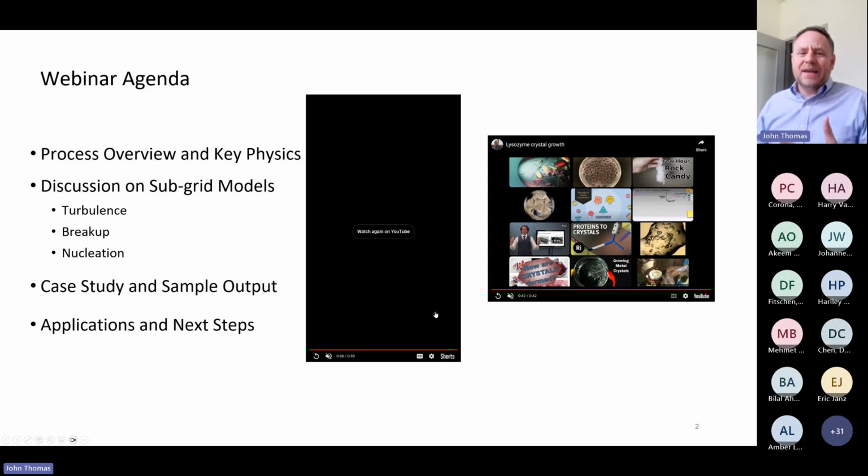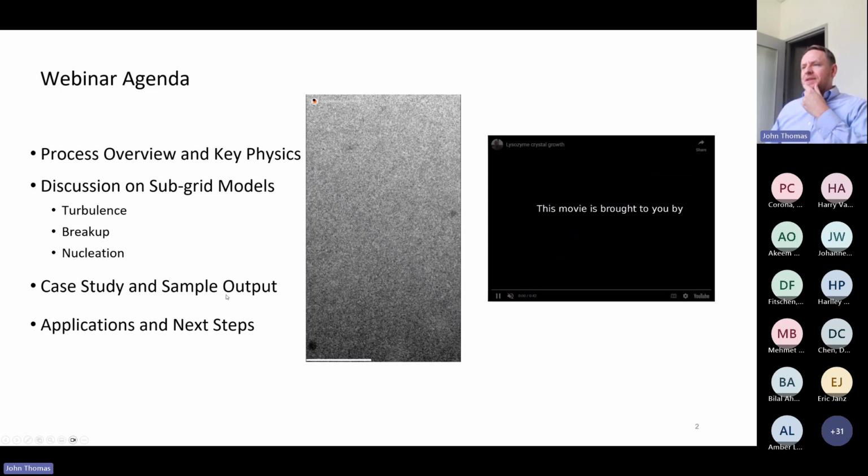We're not doing an atomistic simulation here. So we need some sort of subgrid models that capture these physics that are not being explicitly resolved. And I'll speak to turbulence, breakup, and nucleation as we go through it. Do a few case studies as we go through it, as well as talking about applications and next steps.